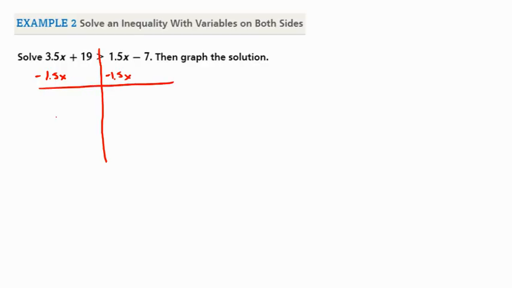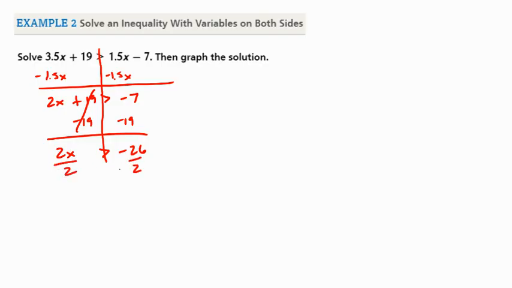This is nice because the decimal goes away and you get 2x. Bring down the 19. Again, bring down the greater than. Bring down the -7. I'm going to now do addition or subtraction. Let's move the 19 to the right by subtracting 19 on both sides. So we get 2x, the 19's cancel, is greater than -26. And now the number in front of x is a 2, so we're going to divide both sides by 2.